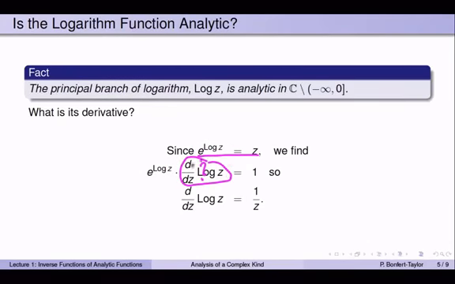But we can now solve this equation for that derivative by dividing both sides of the equation by e to the log z. Well, what is e to the log z? e to the log z is simply z. So we divide both sides of the equation by z and find that the derivative of log z is 1 over z, just like it was in real analysis. The derivative of ln x was nothing but 1 over x. So now the derivative of the principal branch of the logarithm is 1 over z.